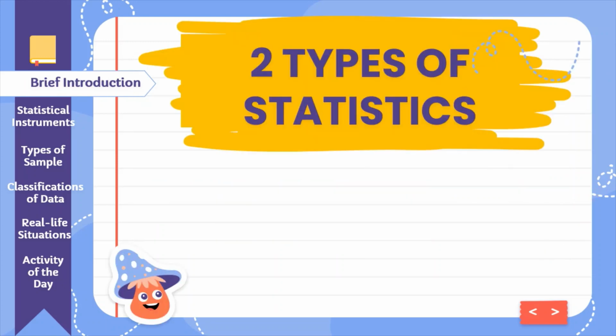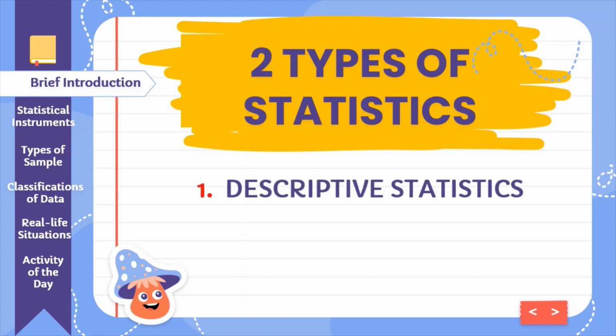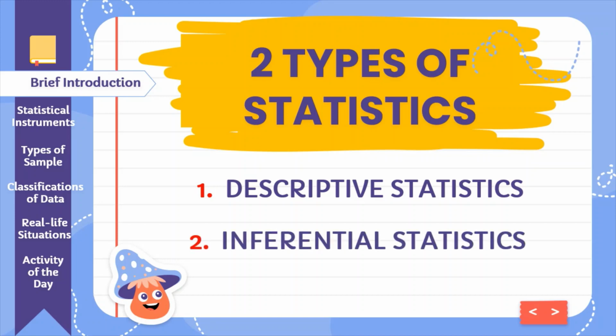So, we have also two types of statistics. The first one is descriptive statistics, and the second one is inferential statistics.